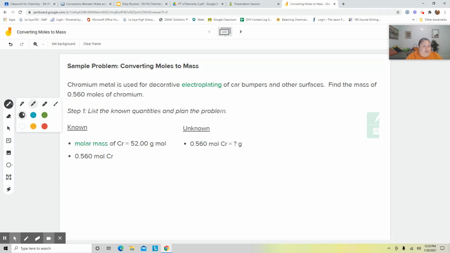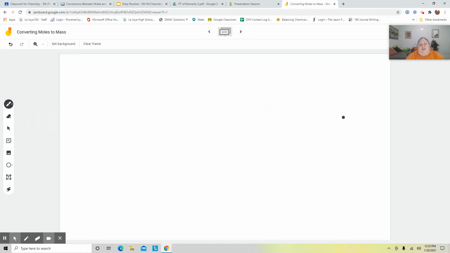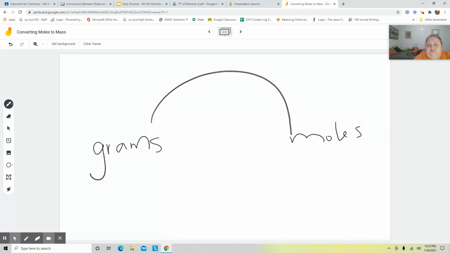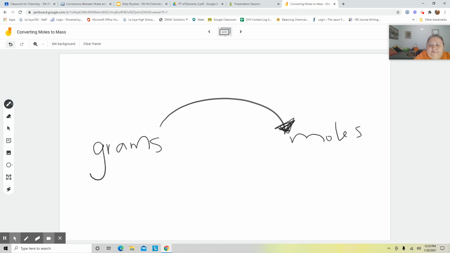But first, let me talk about this strategy that I'm going to tell you about. Everybody write this down because you're going to need it. Please write this down. Anytime you have grams and you want to change it to moles, let me draw an arrow. See this arrow? And another arrow. Let me show you the cheat sheet version of this.